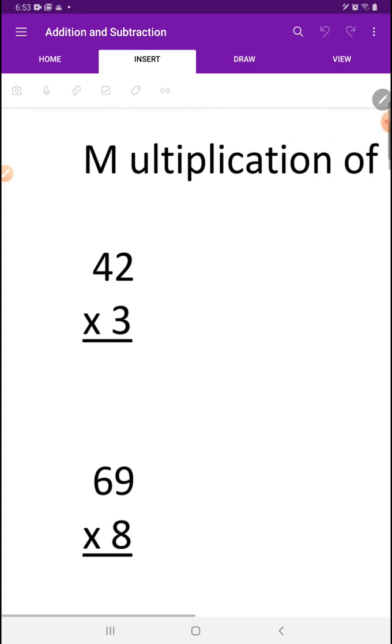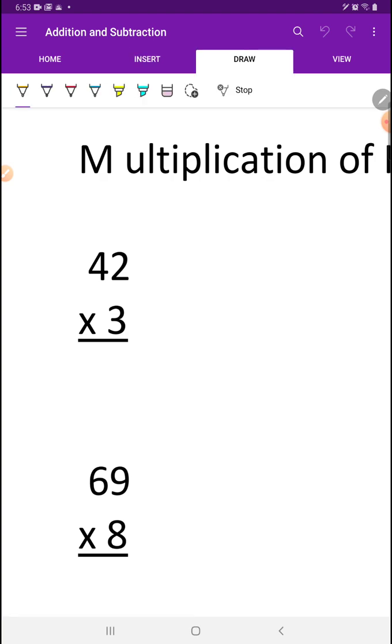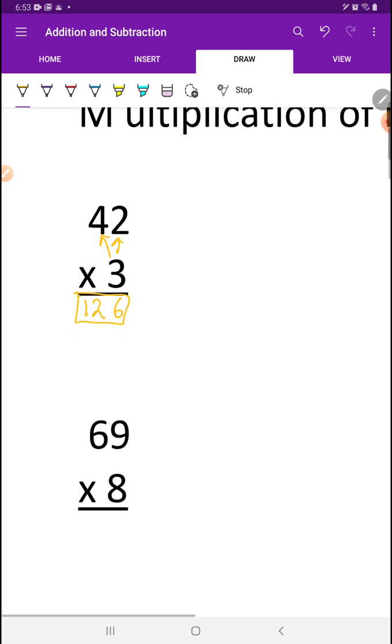So we're going to start out with 1-digit by 1-digit. I'm sure you guys all remember how to do this. You just do 3 times 2 and then 3 times 4. So 3 times 2 is 6. 3 times 4 is 12, so your answer is 126.